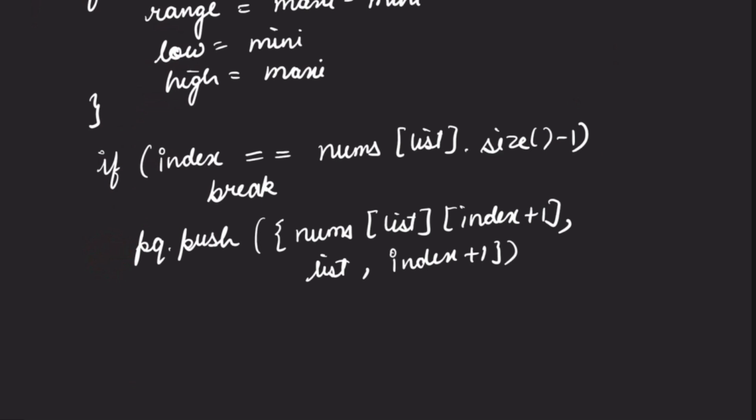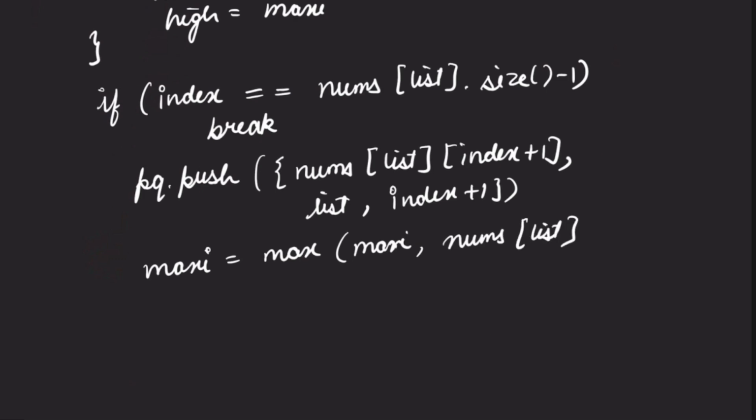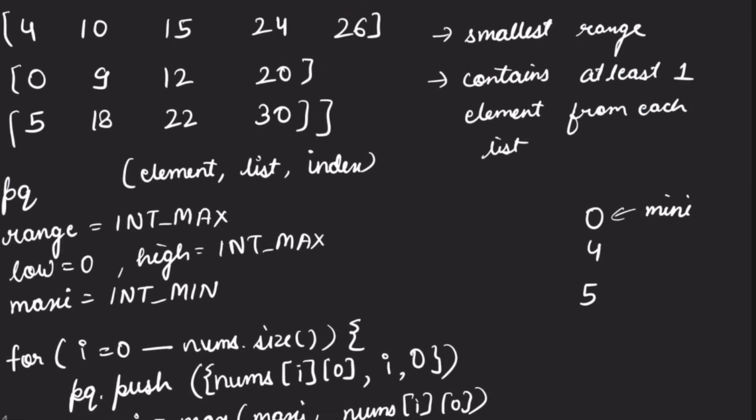And as I said, while pushing, we will update the maximum also. So we will update maxi. Maxi will be equals to max of maxi, comma, nums of list of index plus 1, right? And this is what we are going to do at every iteration. And at the end, you can simply return your low and high, which will denote the smallest range containing at least one element from each of the list. Okay. So I hope you got it. So now let's code it out.